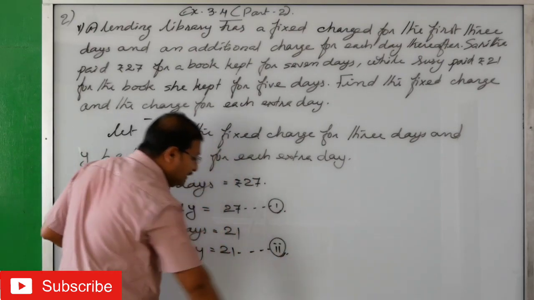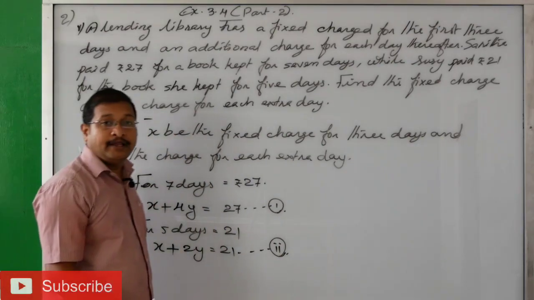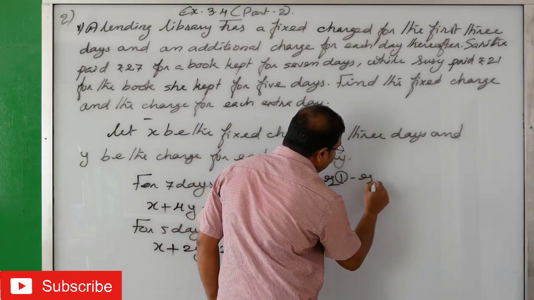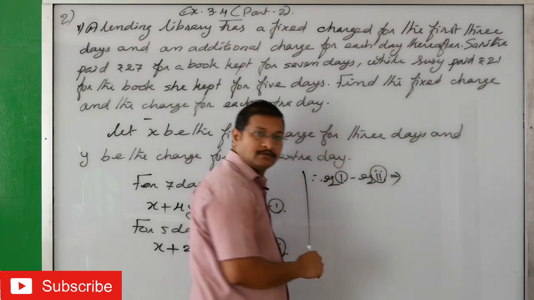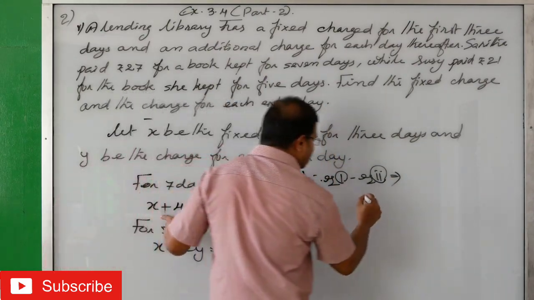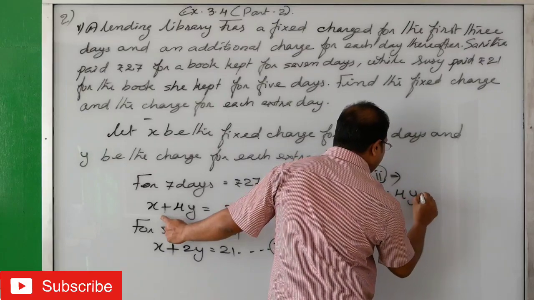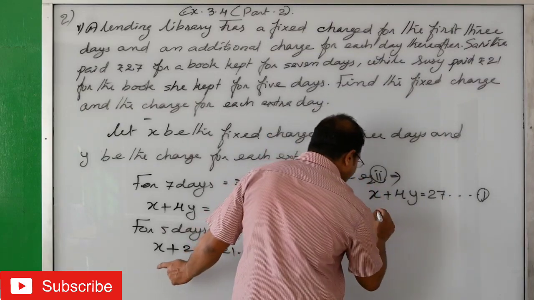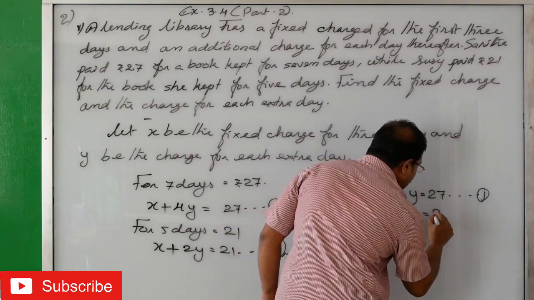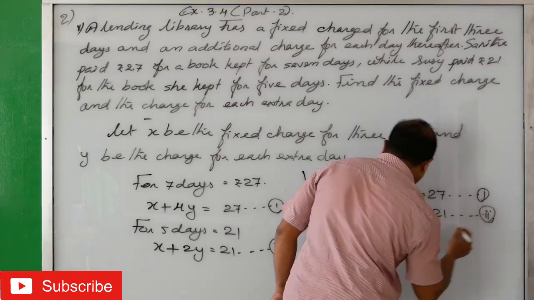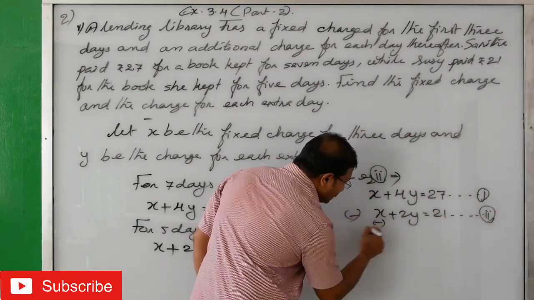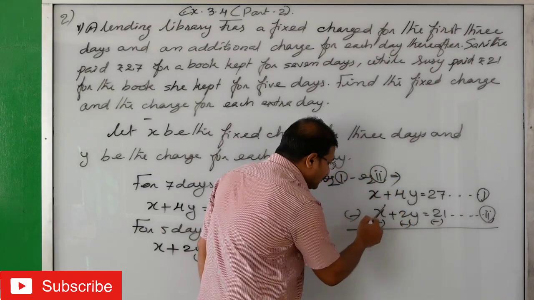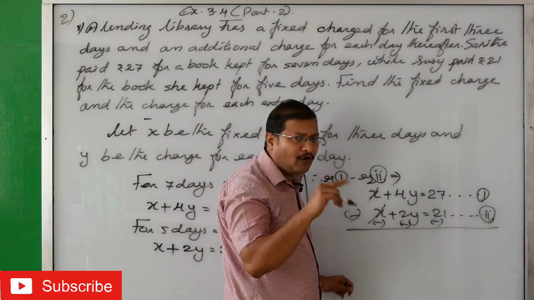Now, what method will apply? Elimination, isn't it? Therefore, what will do? Now, we will subtract the equation, isn't it? Therefore, equation 1 minus equation 2 implies. First equation is x plus 4y equals 27. That is equation number 1. After that, second equation, x plus 2y equals 21. That is second equation. Now we will subtract. Minusing time, this plus become minus, plus become minus, plus become minus. Now, x minus x will cancel. 4y minus 2y. 4 minus 2, 2.